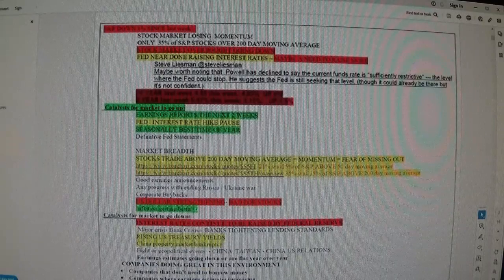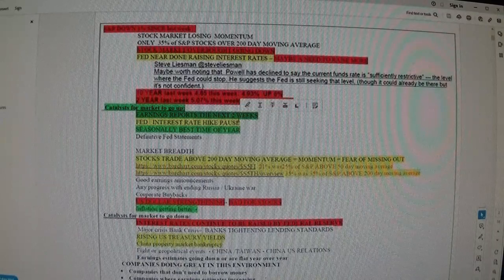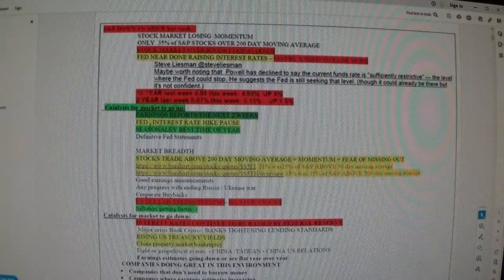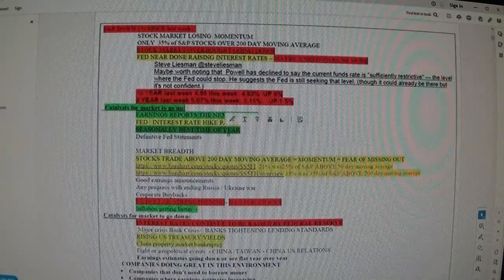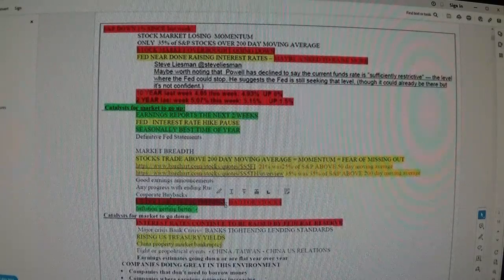Let me see. So catalysts for the market to go up: we do have earnings coming out from big tech stocks in the next 2 weeks, and the rest of the S&P 500. So if those are better than expected, the stock market will go up. And we're at a good seasonal time of the year. But we are overbought, and the US dollar is strengthening, and that's bad for the stocks.